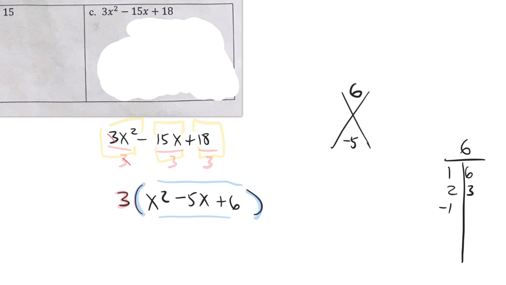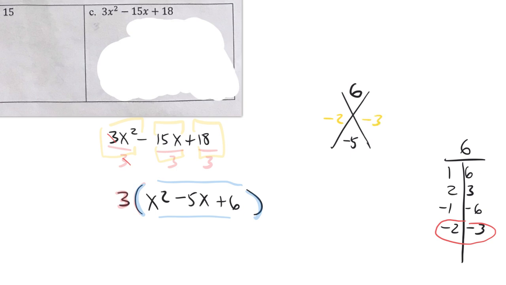It's also the case that negative 1 times negative 6 gives you a positive 6, and negative 2 times negative 3 gives you a positive 6. So which pair of factors would add to that negative 5? I think you can see very clearly it's going to be these, right? So we could put negative 2 and negative 3.